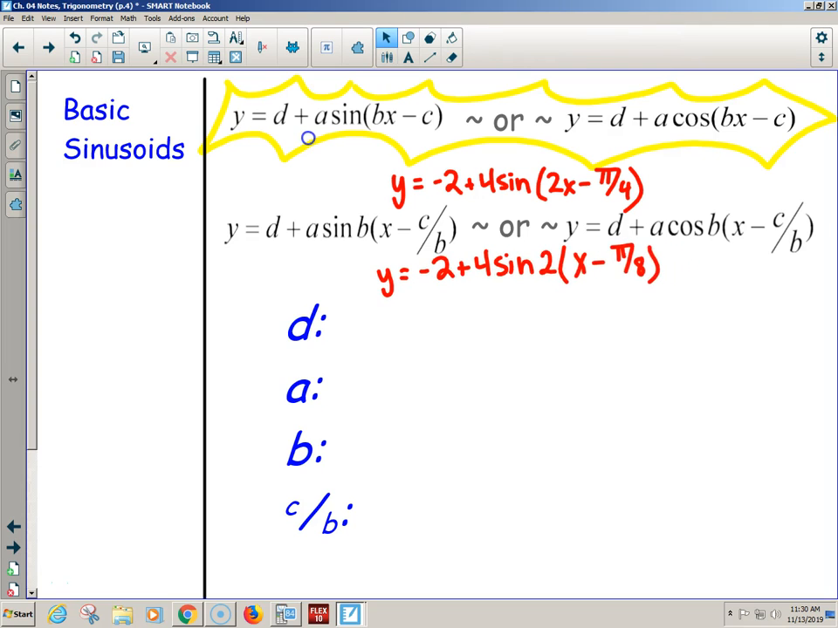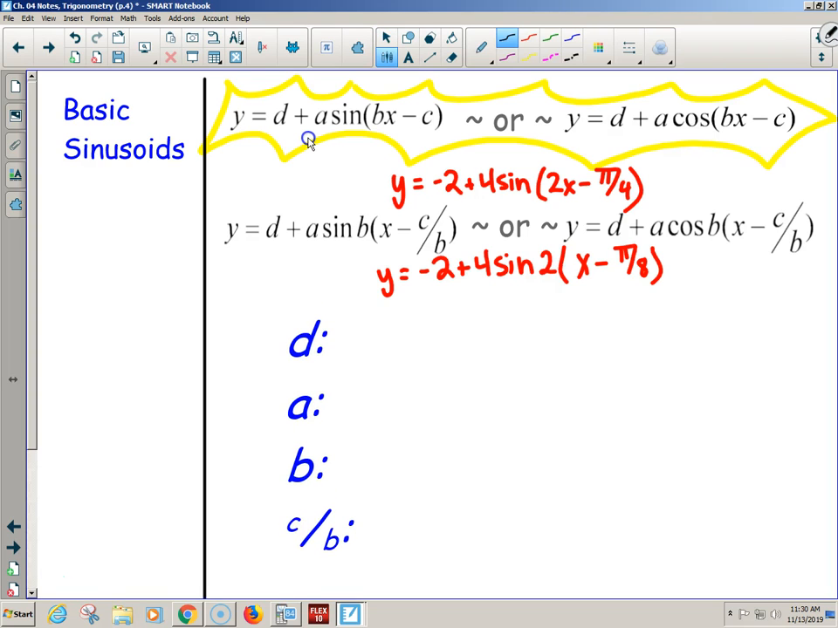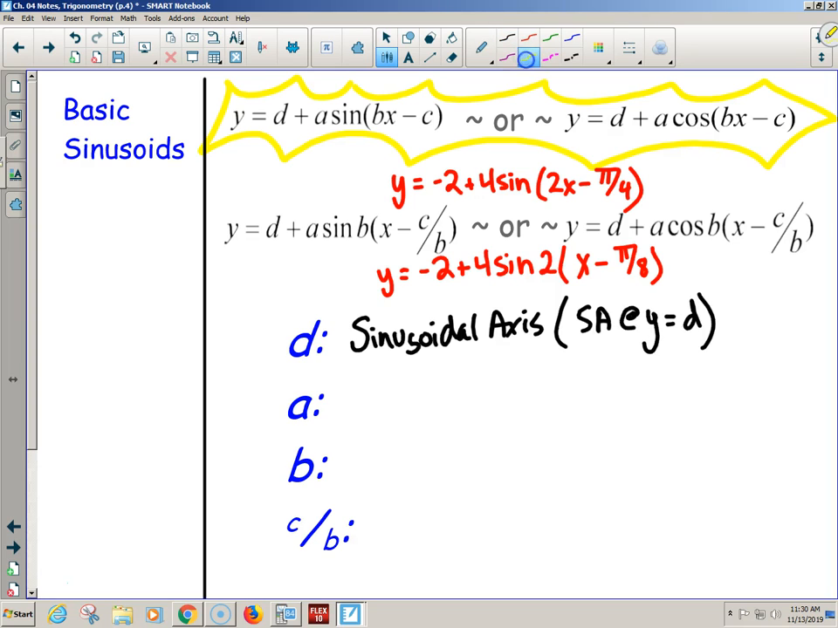But when I was doing all this math, maybe it made sense, and you're like, oh, she's just doing transformations. But did you realize what we were finding? We were finding the sinusoidal axis, which is the same thing as the middle of the wave.